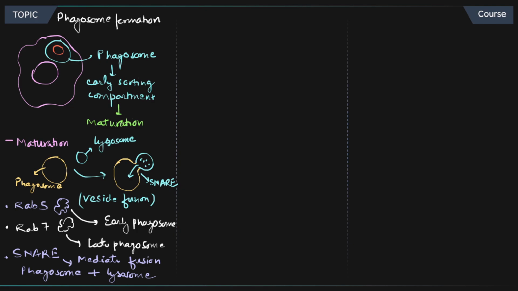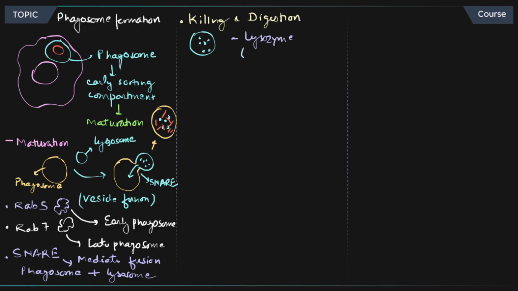Okay. All right. Now let's talk about the next process, which is killing and digestion. Let me write it down right over here. How the killing will happen is really important, as well as complete digestion of that particular pathogen. So you have molecules inside the membrane, which is the lysosome. The molecule is lysozyme, basically. The role of this lysozyme is nothing but degradation of peptidoglycan. So the target is peptidoglycan, which is present in the cell wall of the bacteria.